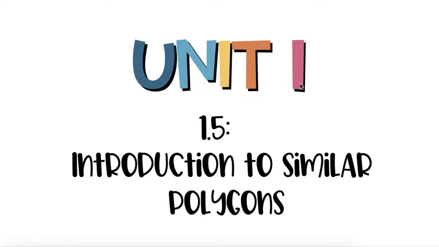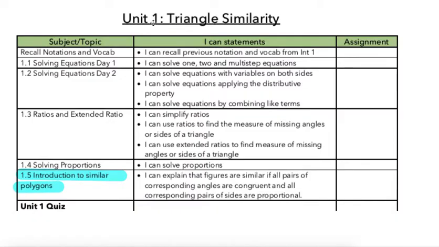Okay, so this is Unit 1, Section 1.5, and we're going to introduce similar polygons. As we're looking at our triangle similarity unit, this is finally the first time that this word similarity, similar, is coming into play. By the end of this section, we will be able to explain that figures are similar by the definition of similarity: all pairs of corresponding angles are congruent, and all pairs of corresponding sides are proportional.